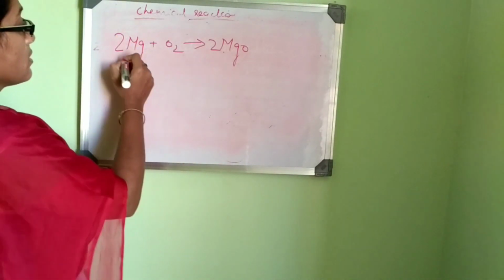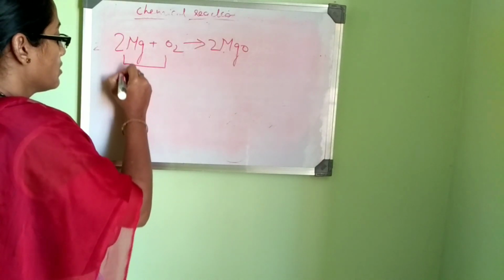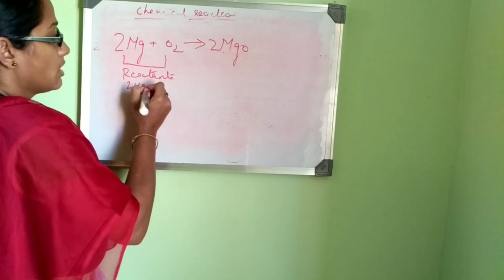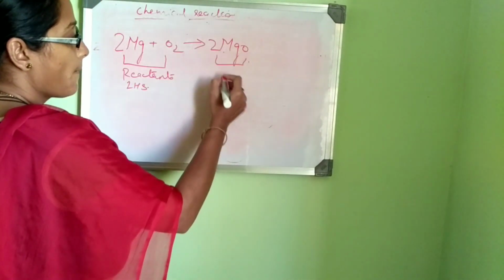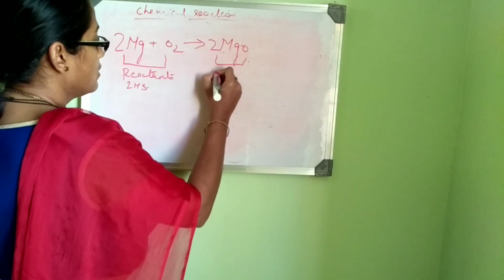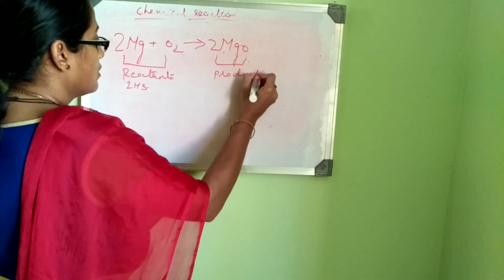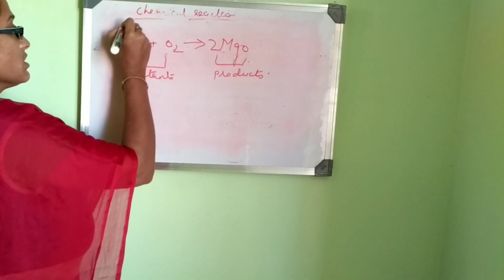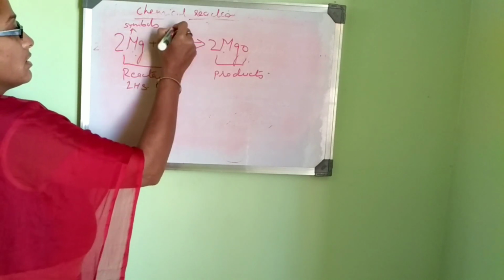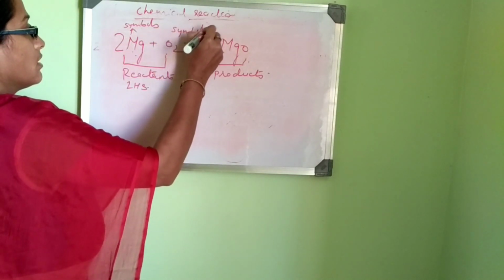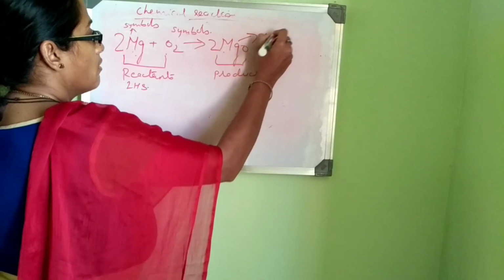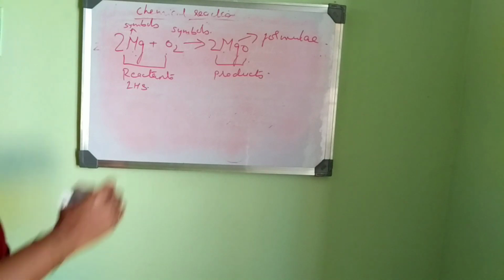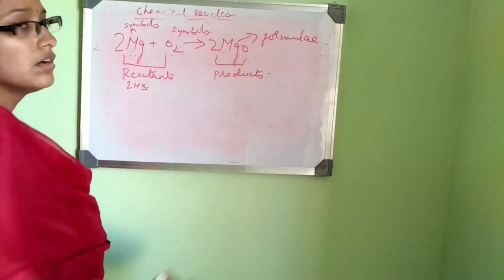Right now you can see that this is known as the reactant side, that is the LHS, and here it is known as the products. You can see that these two elements are the symbols, and this is known as the formulae. So the most important thing is that these are the symbols and this is the formulae.